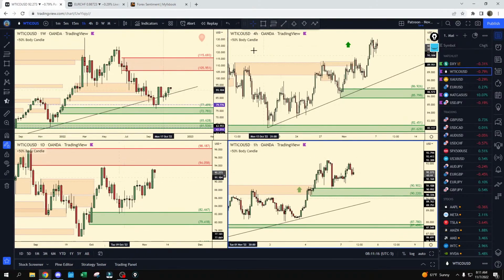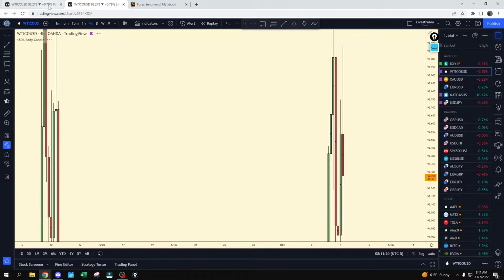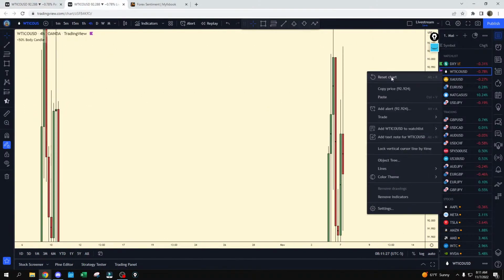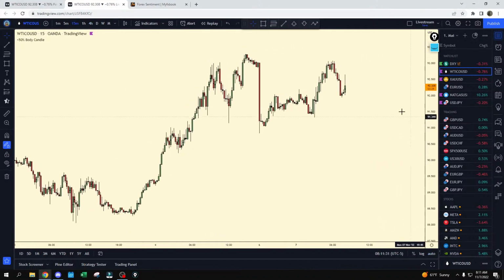So oil's looking pretty good. I don't know if anybody trades oil here, but what I would be looking for on oil is, okay, so we have a 4-hour uptrend on oil, a 1-hour uptrend on oil. But what I would rather see on the 50-minute chart is something like this.